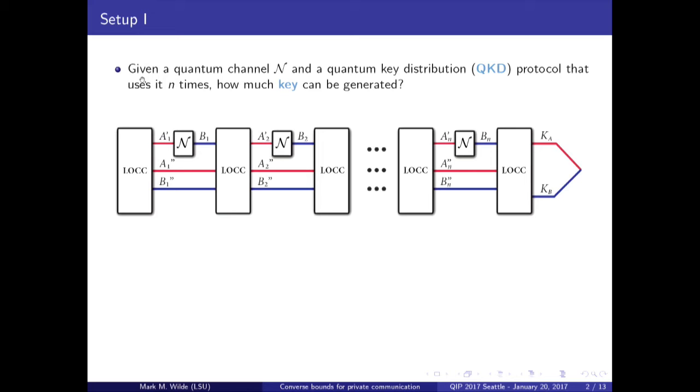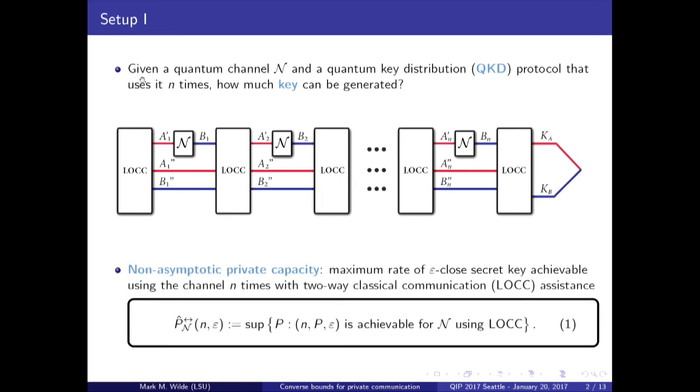The eavesdropper gets the purification of each channel, the environments of each channel, and is allowed to listen to all the classical communication that takes place. And this is some kind of toy model of quantum key distribution. Okay, and the quantity that we're interested in is the non-asymptotic private capacity. So this is the maximum rate of epsilon-close secret key that you can achieve using the channel little n times. The idea in this formula at the bottom is that you fix the number of channel uses, you fix the quality of the key, this parameter epsilon, a number between 0 and 1, and then you're trying to maximize the rate of secret key.